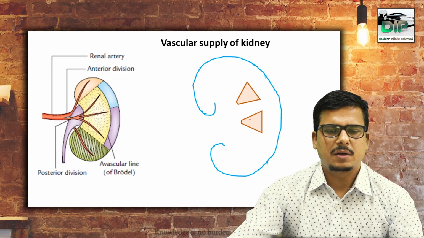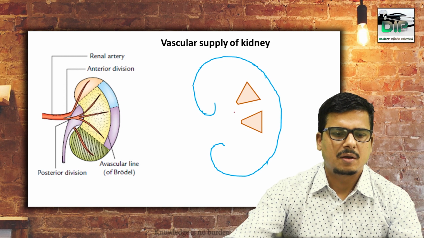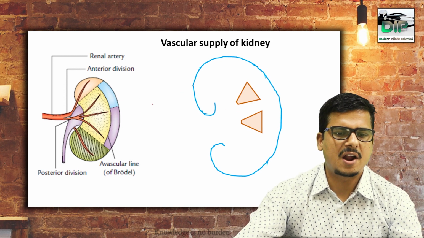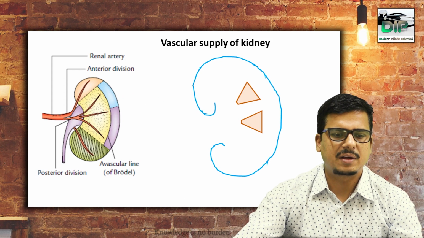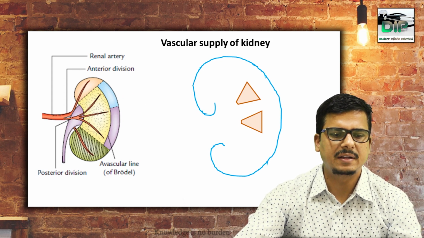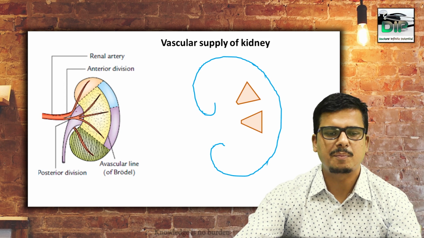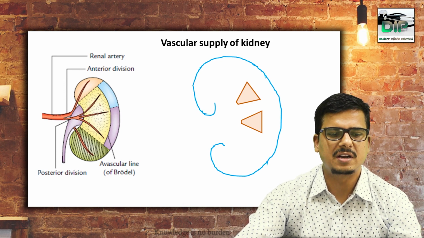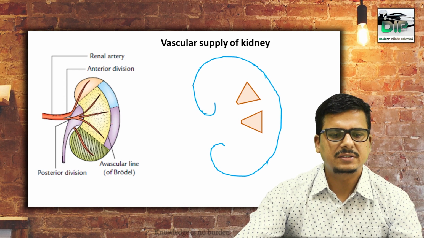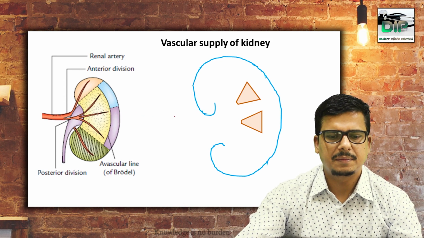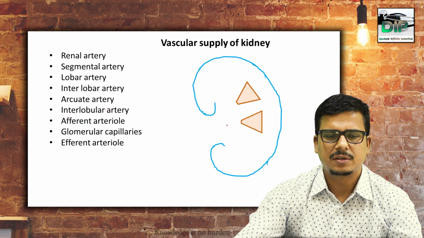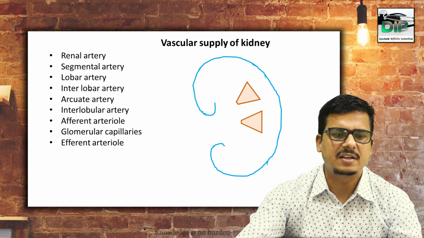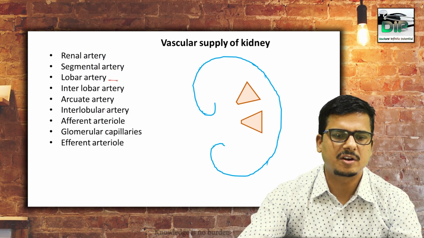So let's see about the vascular supply of the kidney. We are not going to discuss the renal artery in detail, but we will follow it to some extent. The renal artery arises from the abdominal aorta, and at the medial border of the kidney, the hilum, it divides first into anterior and posterior divisions, and again into different segmental divisions. These segmental divisions finally give rise to a separate branch for each lobe of the kidney, so first is the renal artery, then the segmental artery, and from the segmental artery comes the lobar artery.